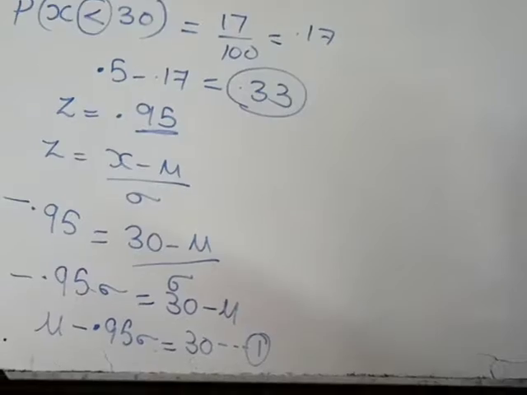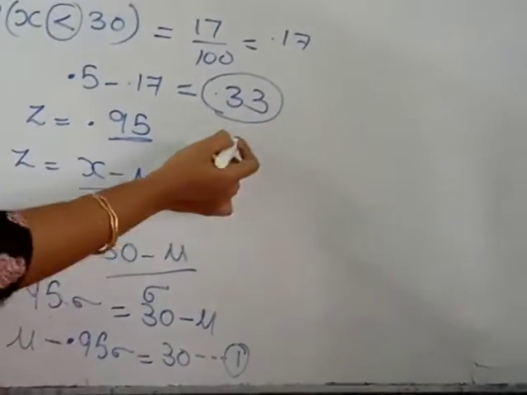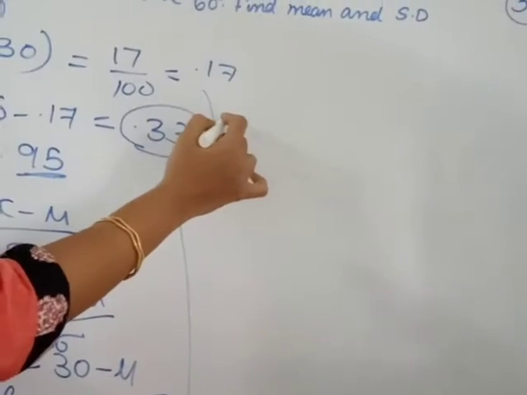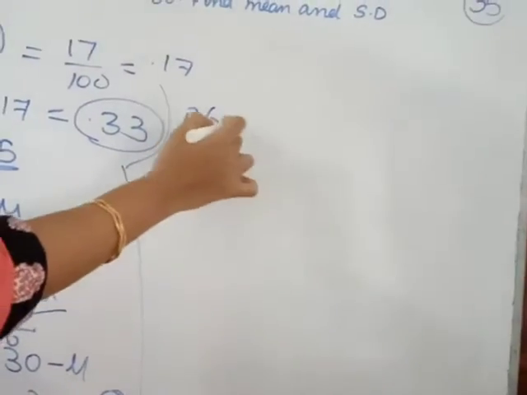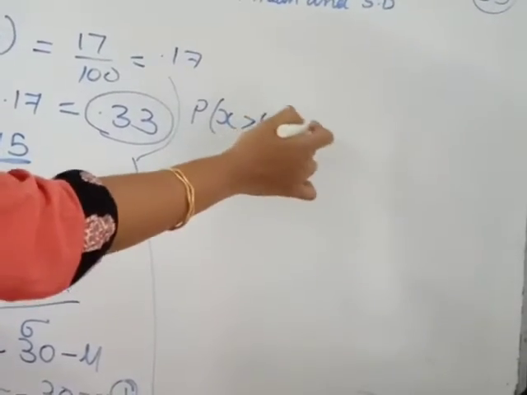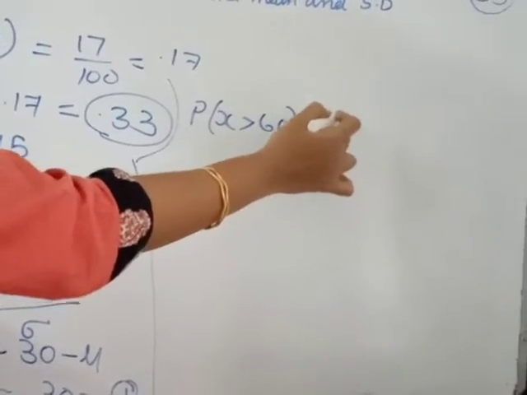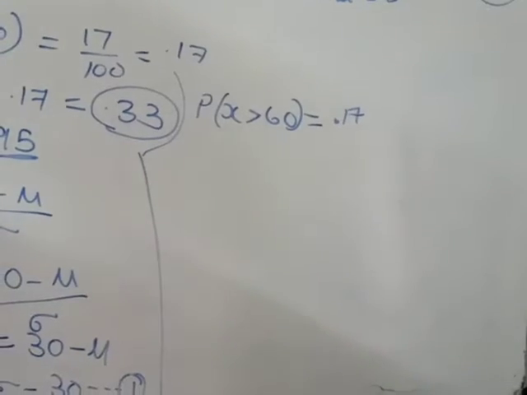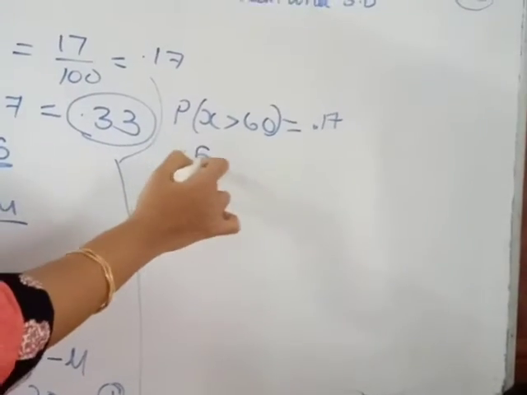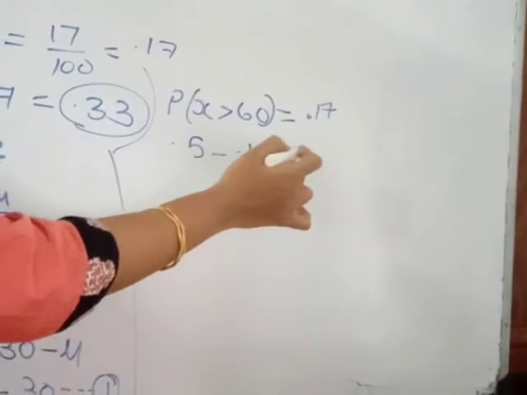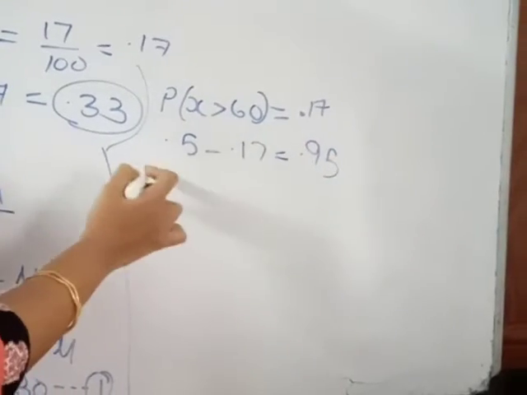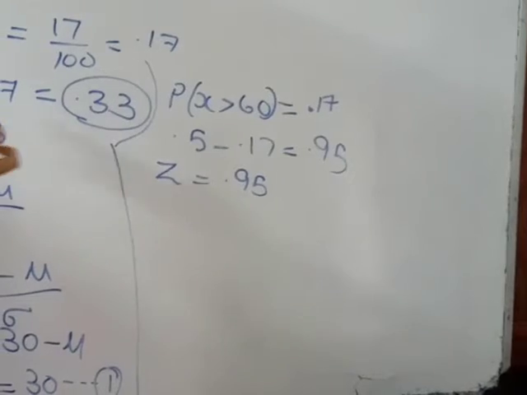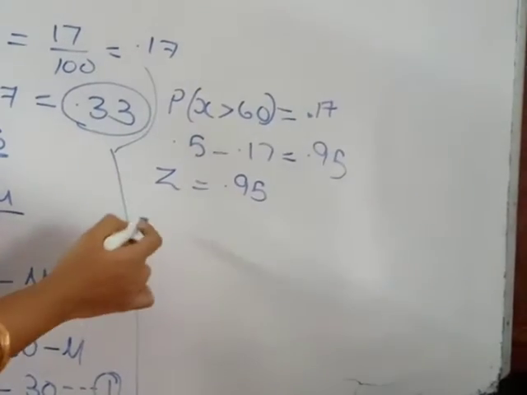Second case is what? 17% above. 17% above means the probability of x greater than 60 they have given as 17%. So it is 0.17, right? Here also they have given only one side value. So what do you have to do first? Subtract it from 0.5, and the z value is 0.95. Since it is above, no need to put a negative sign over here. In the first case you had to put a negative sign because that belongs to below.